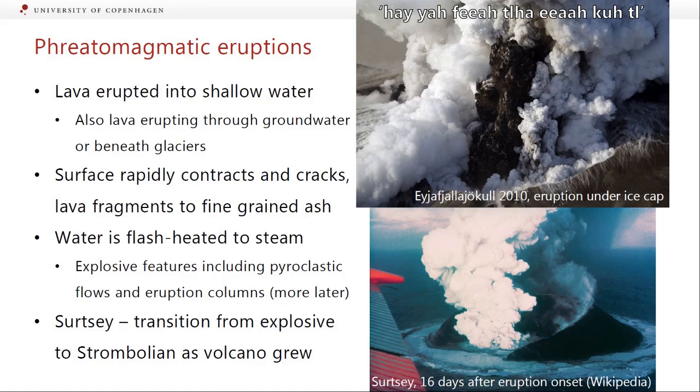This is the island of Surtsey in 1963, 16 days after the eruption had started, and we've already got an island forming. But as it continued to grow, because the lava wasn't very viscous and wasn't super rich in volatiles, once the island grew above the water, it actually transitioned into a Strombolian eruption because we no longer had this external water to drive the explosivity.